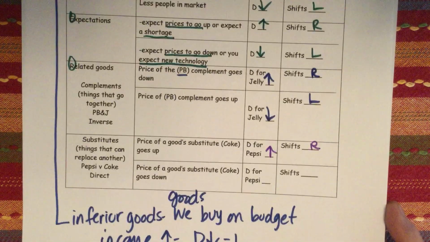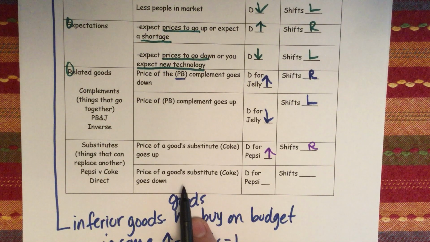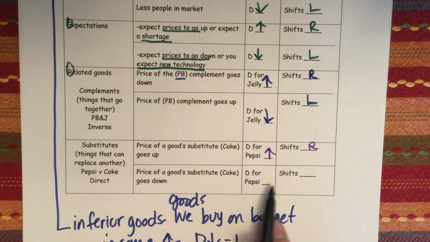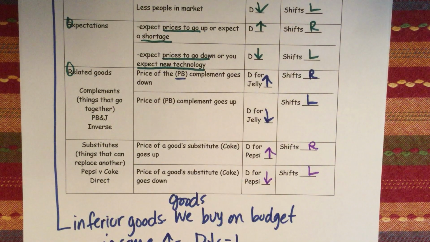If the price of a goods substitute for Coca-Cola, let's say for example, goes down, if Coke is cheaper, then I'm going to go out and buy Coke. That means that I'm going to demand less Pepsi. So the demand for Pepsi would go down and it would shift to the left.